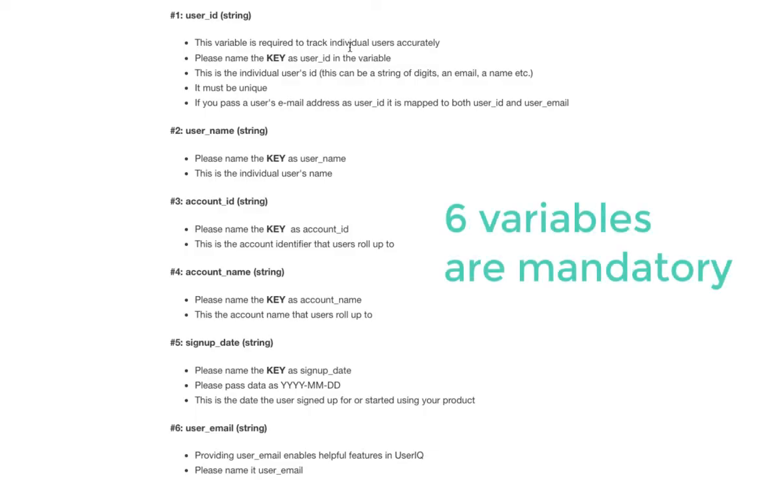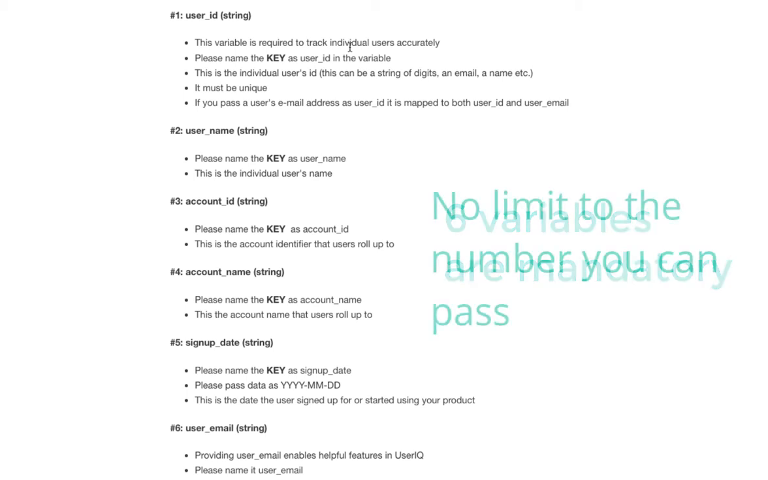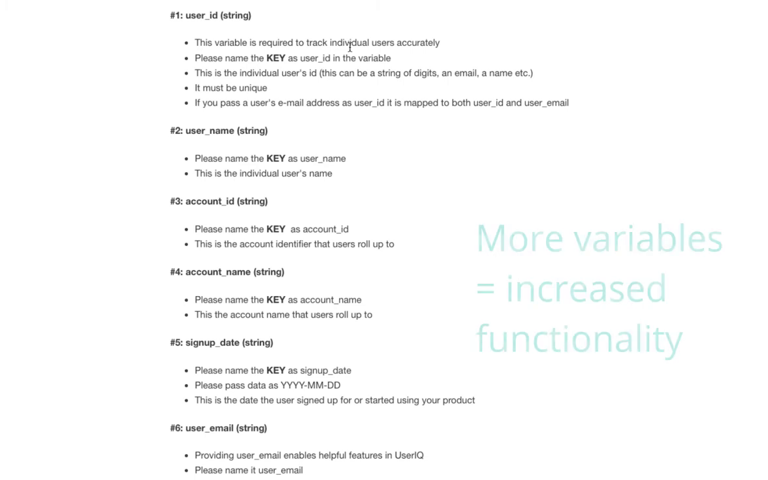There are 6 variables we label as mandatory, but there is no limit to the number you can pass. Including more variables allows you to fully utilize the functionality of UserIQ. Let's walk through what those variables are and how to set them up.